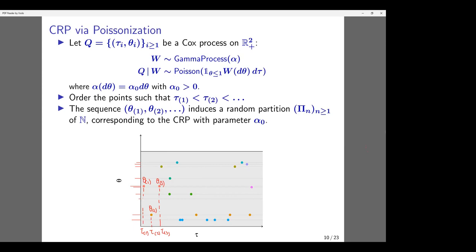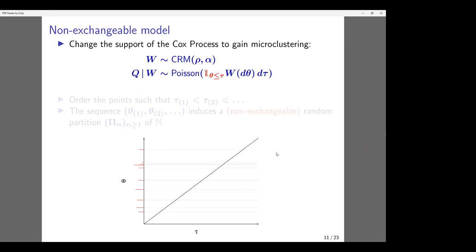Okay, so it's an extremely complicated way to get to the one-parameter Chinese restaurant process, but now I'm going to use a similar idea in order to get a model with this microclustering property. So the idea is to change the support of the Cox process in order to gain this microclustering property. So I'm doing kind of the same.